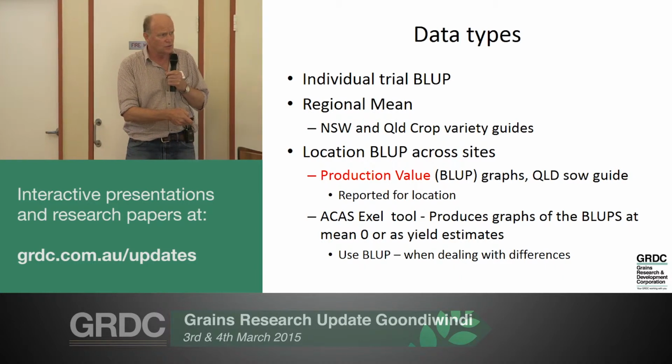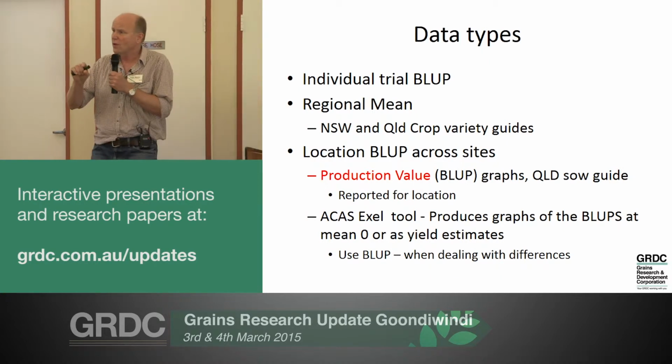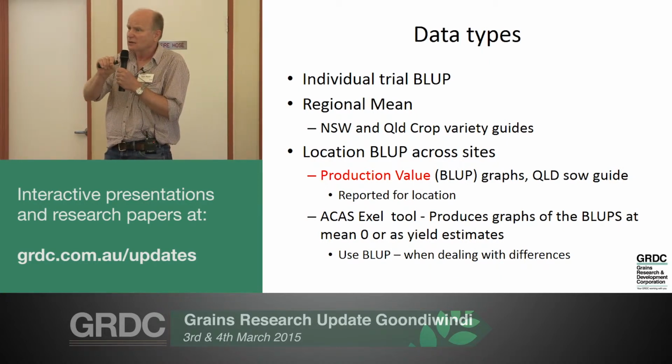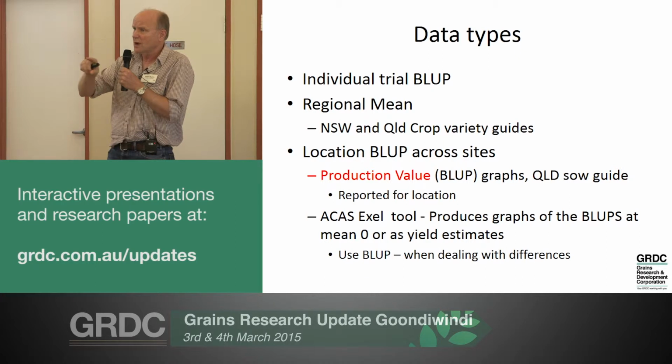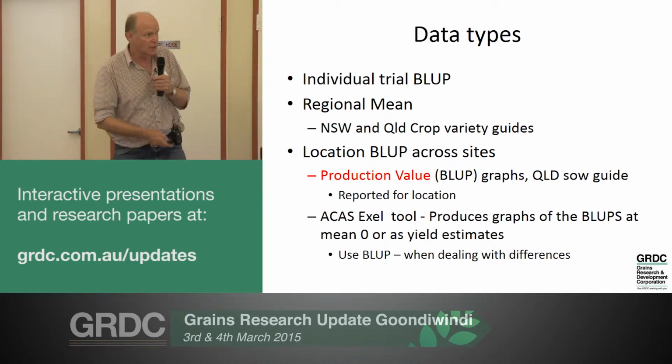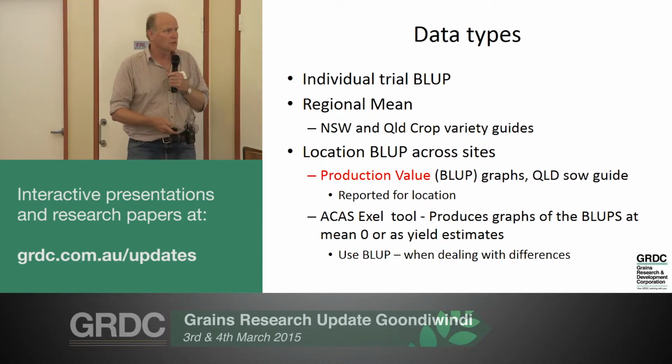I would urge you to actually use what they're calling a BLUP in that tool, so that all of the yields are zeroed. So it's deviation from site mean yield is what we call it, but everything is relative to zero being the average yield, and you'll see the significance of that.